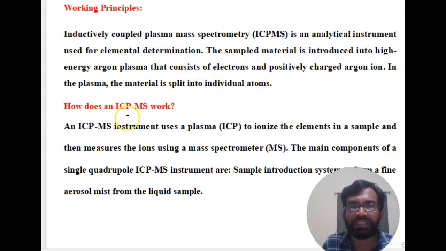Then you can ask, how does ICP-MS work? An ICP-MS instrument uses the plasma, ICP, to analyze the elements in a sample and then measures the ions using a mass spectrometer. The main component of the single quadrupole ICP-MS instrument is the sample introduction system to form a fine aerosol mist from the liquid sample. That is the actual working principle of ICP mass spectroscopy.